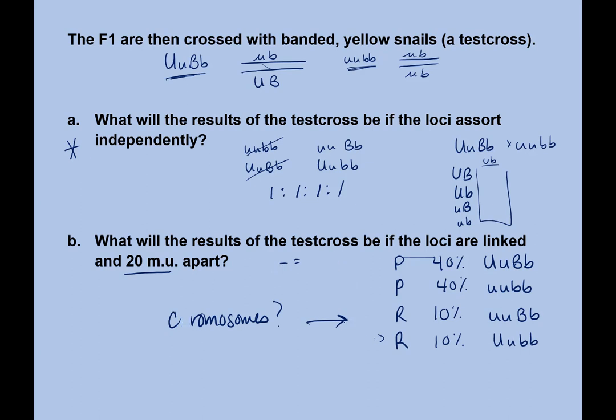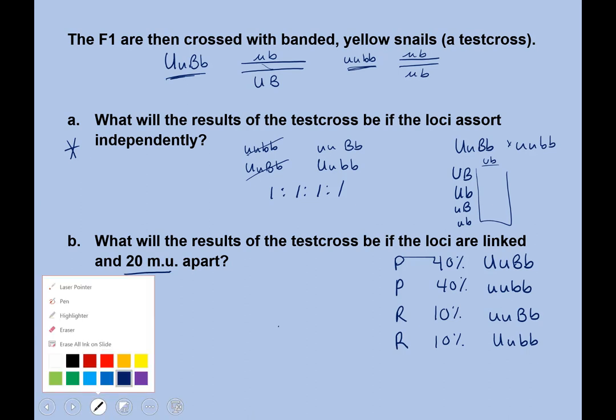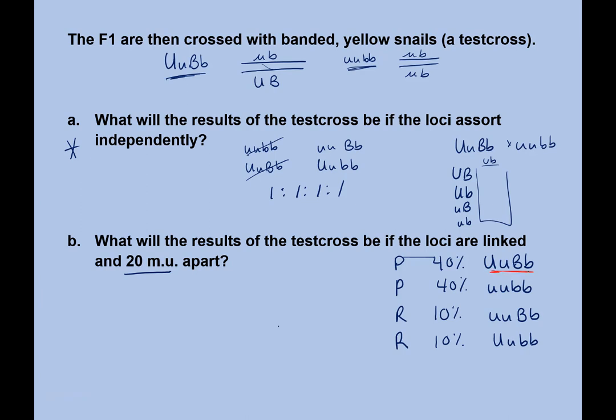Okay, now I'm going to erase this so I have some room over here. So what can I predict about the actual chromosomes? So the parents, everybody's getting their little u, little b from the test cross parent. Right, so let's just give everybody a little u, little b. Okay. Now, this parent, the other chromosome, is going to have big U, big B, right here.